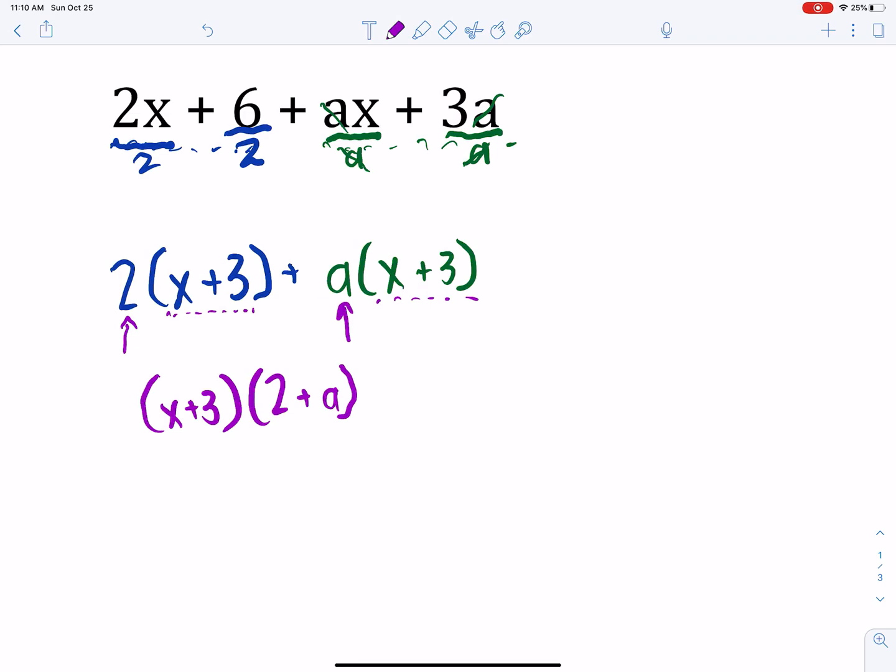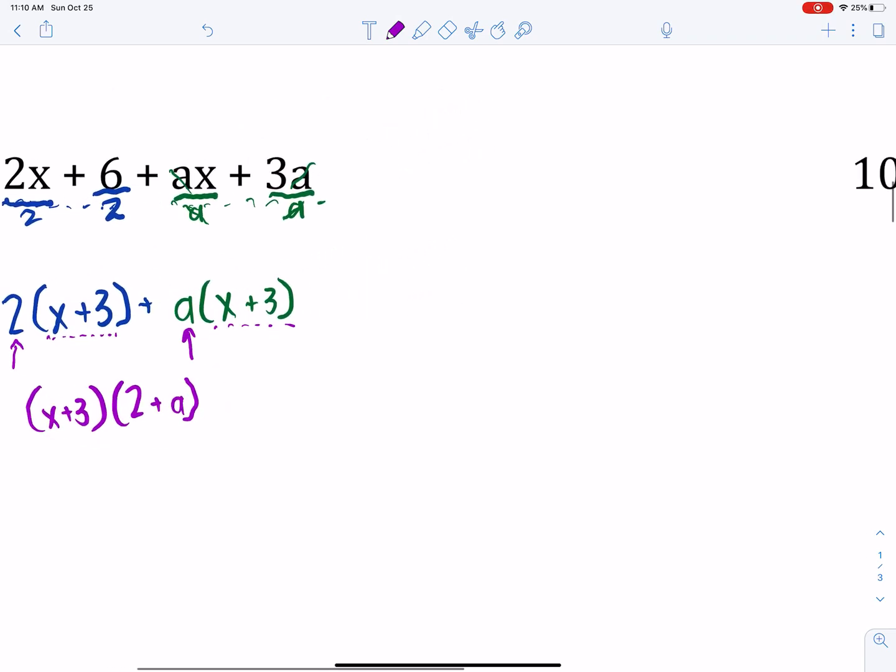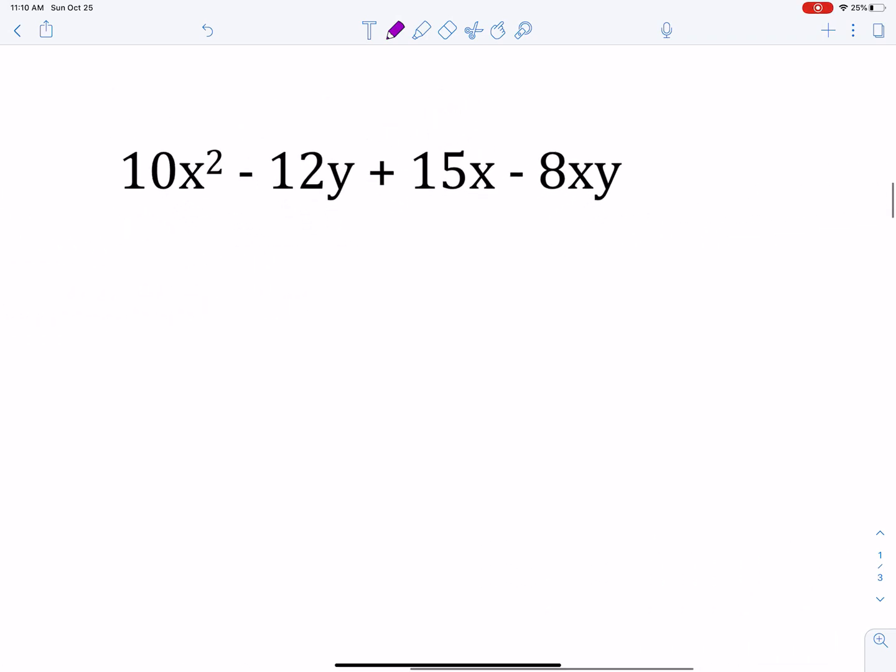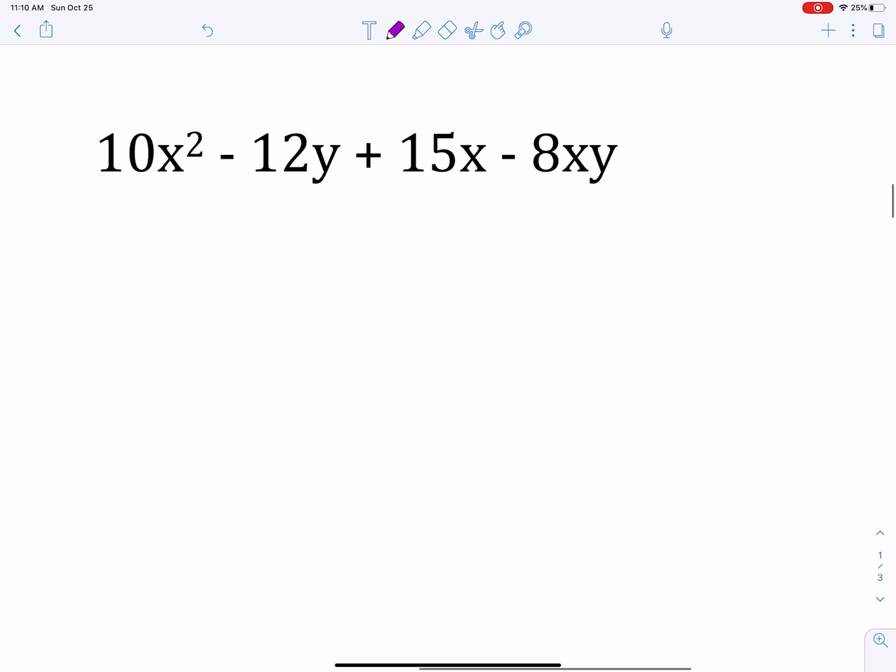Let's take a look at another example. This one I know can be tricky at first. The more examples we practice, the easier it will get. So let's try this next one. Here we have 10x squared minus 12y plus 15x minus 8xy.